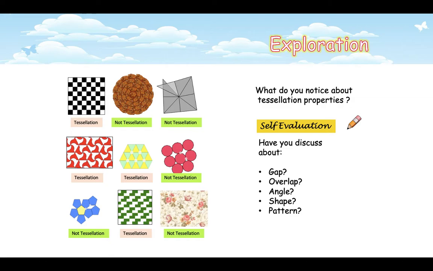So here we have several objects. Some of them are tessellations while others are not. From these pictures, what do you notice about the properties of tessellation?